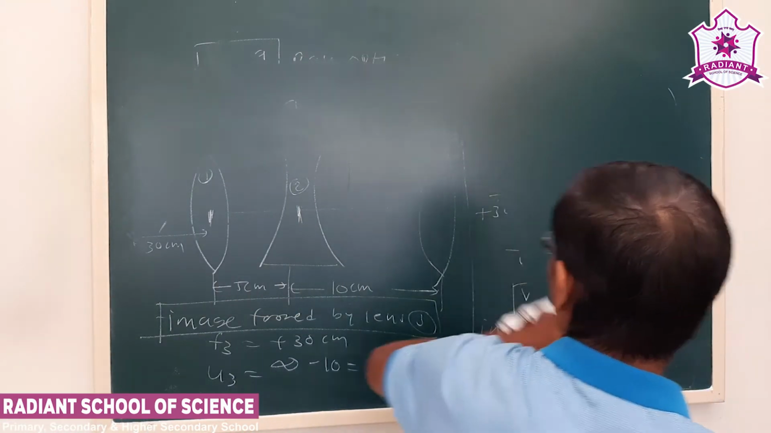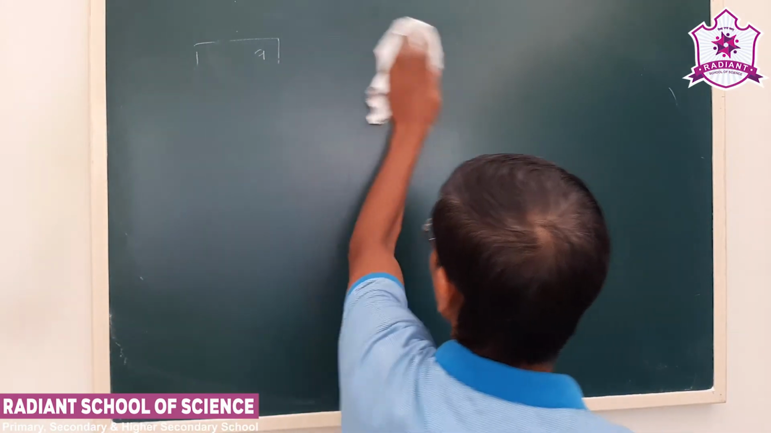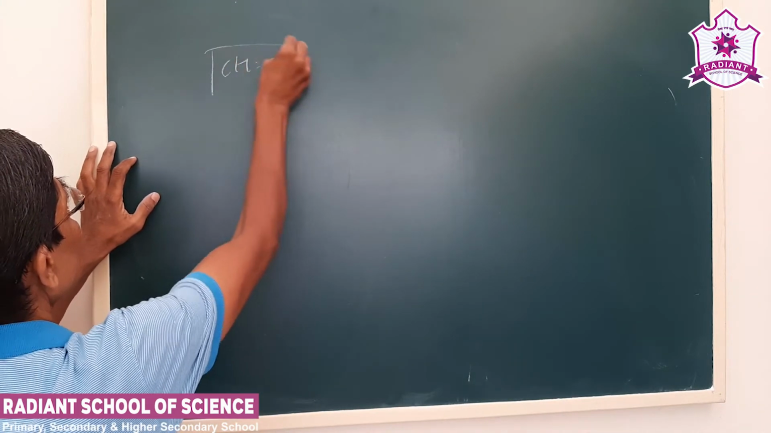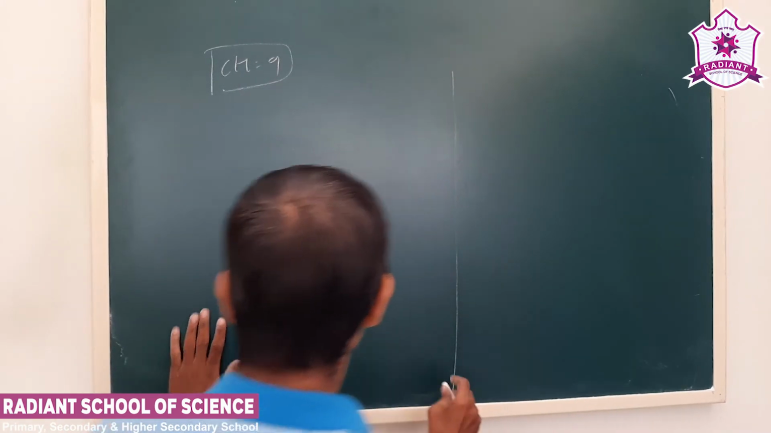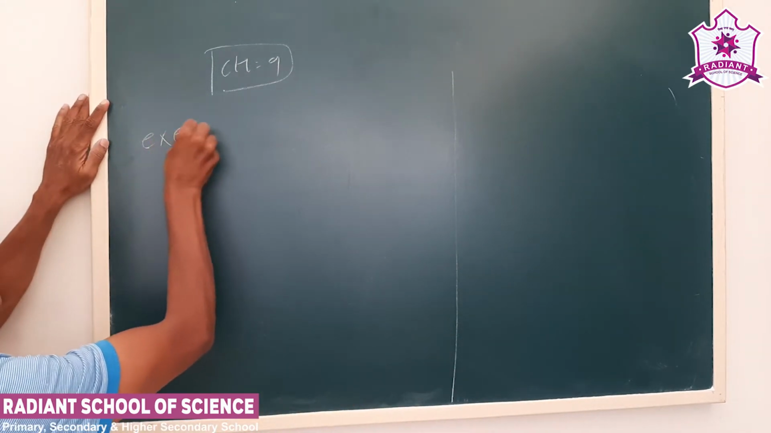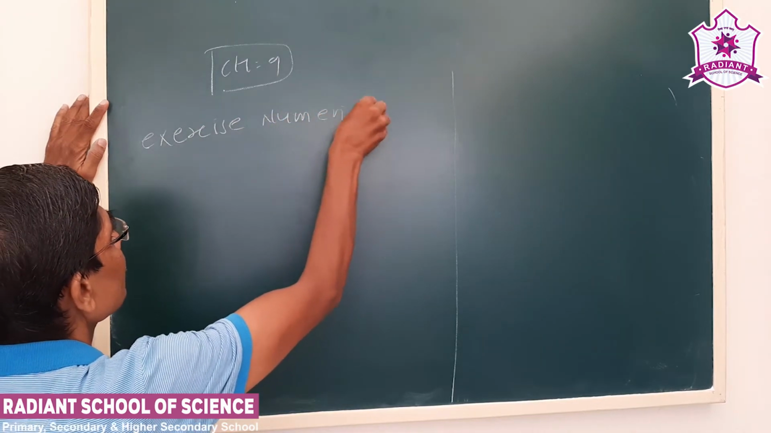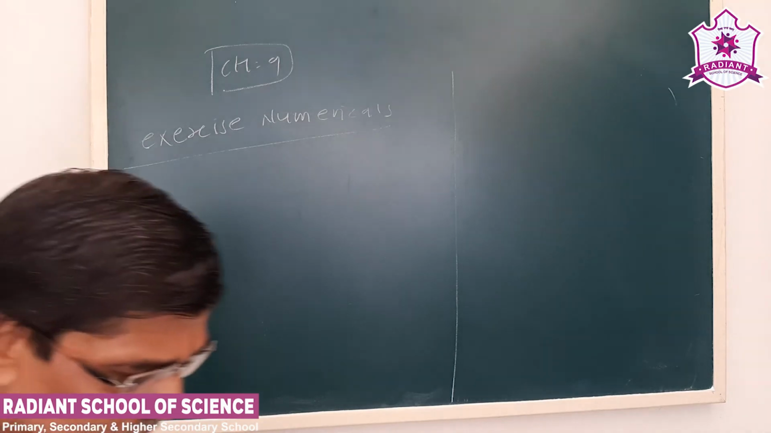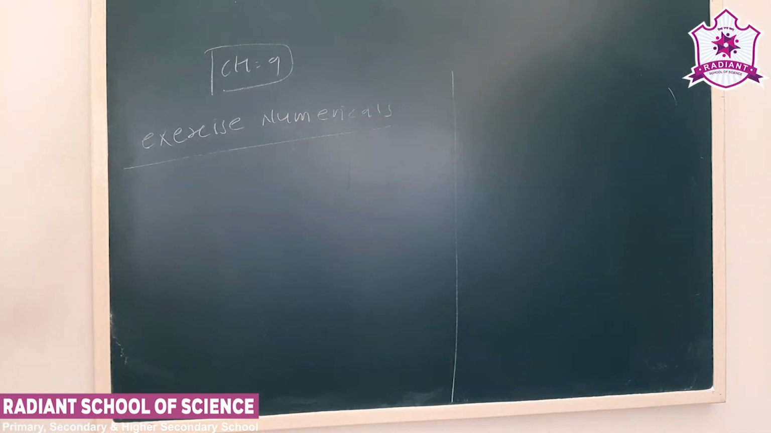Now with that we have completed the examples of chapter number 9. Now we start the exercise numericals. I think one or two examples we have done earlier, but we'll try to cover all again.